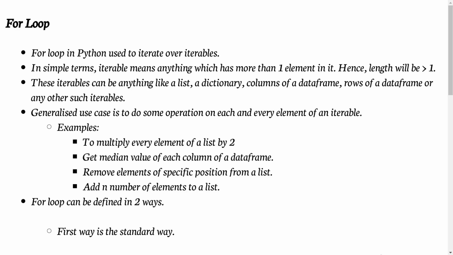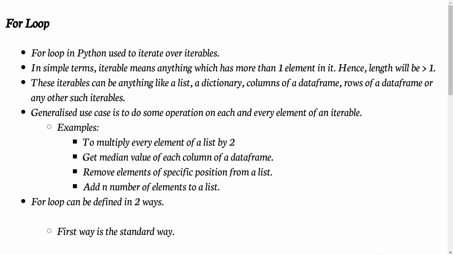These iterables can be anything like a list, a dictionary, columns of a data frame, rows of a data frame, or any other such iterable. The generalized use case of a for loop is to do some operation on each and every element of an iterable. For example, to multiply every element of a list by 2, get the median value of each column of a data frame, remove elements of specific position from a list, or add n number of elements to a list. So these are the different use cases, different examples of a for loop.